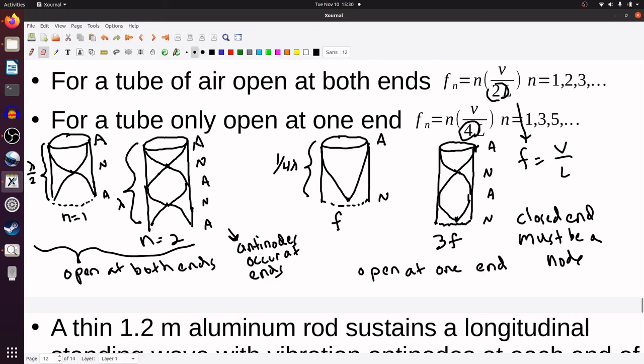And so notice, going back here and erasing, that for it open at both ends, it's just like the regular standing wave, 1, 2, 3, all integers. But if it's only open at one end, we can only use odd integers. That's why this will be the third frequency. And then if I added another node and an antinode, that'll be 5F, and so forth. And so that's the difference between the 2 types of waves.